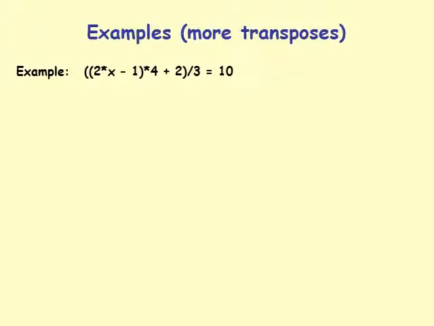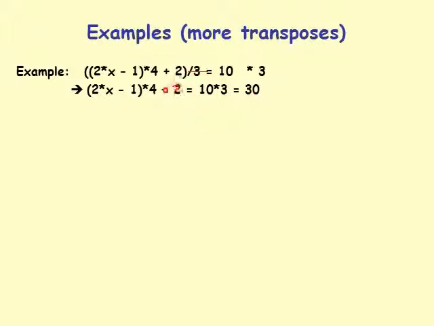First we would move that divided by 3, since it is the last thing we did. We move that across the equal sign, and it becomes multiplied by 3. So on the right we have 10 times 3, which is 30. So far we have 2x minus 1, the result of that multiplied by 4, plus 2, and that equals 30 on the right.